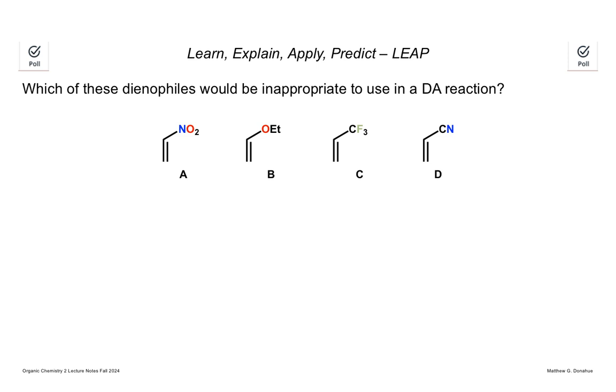So looking at now the dienophile, this is the alkene, and it has to have an electron withdrawing group. So again, the opposite of that is an electron donating group. So an electron donating group would put more electrons into the double bond. So which one of these is not appropriate for a Diels-Alder?